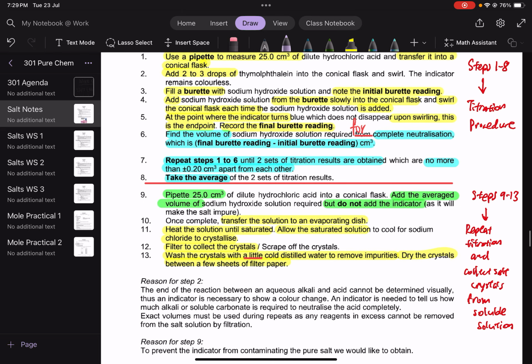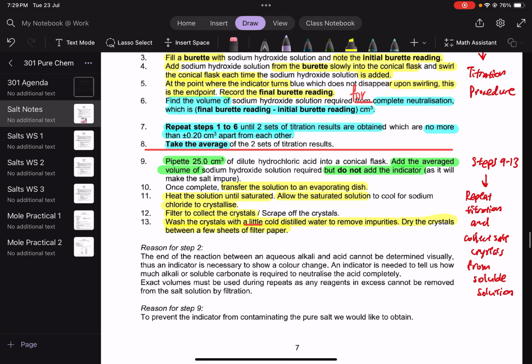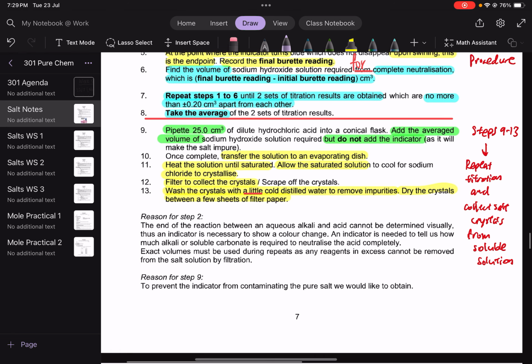Without the use of an indicator, this will ensure that the resulting salt solution that we obtain at the end has a neutral pH and is 100% pure without any trace of impurities from either acid, base, or indicator. The next few steps are the same as the last few steps of method 1 that we have learned yesterday, from steps 9 to 13. The rationale for steps 9 to 13 is to obtain salt crystals from a soluble salt solution.